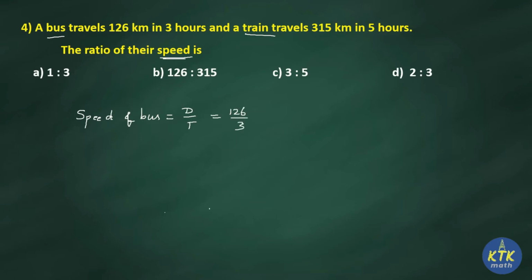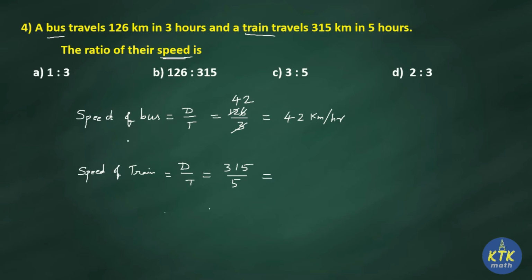So you can cancel the numbers. I hope you are doing along with me. Next, speed of train. Speed of train is also distance traveled by time taken, so 315 divided by 5. Try to cancel these numbers. When I cancel the first fraction, that is the bus, how many 3s are 12? 4 3s are 12, 2 3s are 6. So 42 kilometers per hour is the speed of the bus.